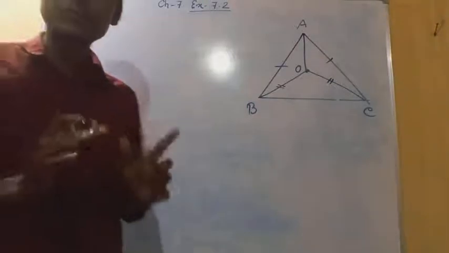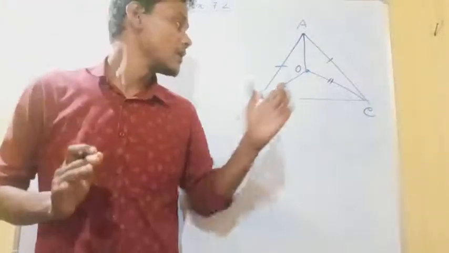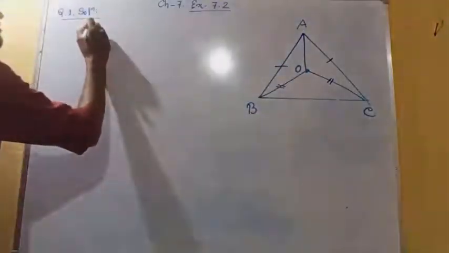The given things, you just write it down by yourself. Whatever given things are there, try to write them by yourself. I will show you the procedure how to show OB is equal to OC. So let's see the showing procedure.